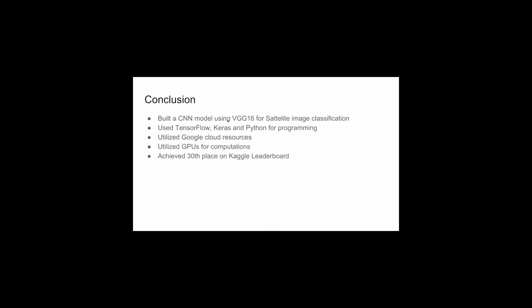Conclusion: we built a CNN model using VGG16 for satellite image classification. We used TensorFlow, Keras, and Python. We utilized Google Cloud. We utilized GPUs for computation, and we achieved 30th place on Kaggle leaderboard.